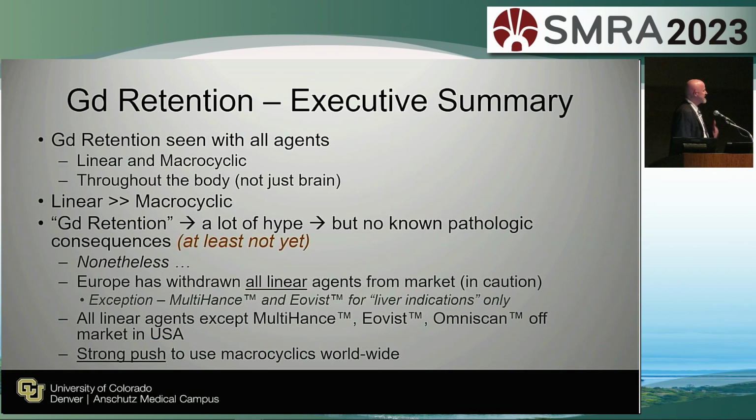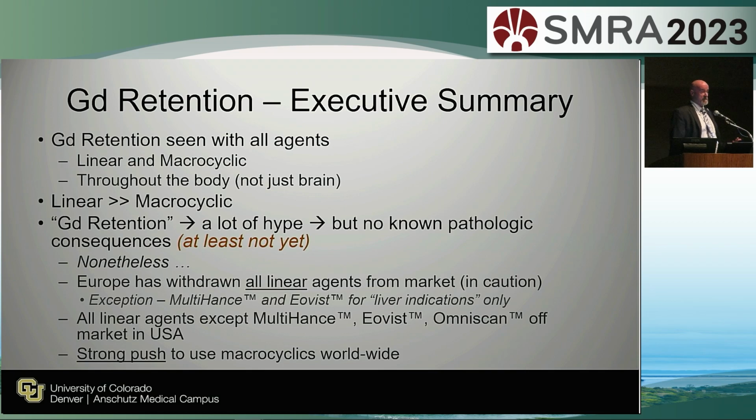So to give you an executive summary of gadolinium retention from the Mackey viewpoint here, we know we see this with all agents, right? It's not like we don't see it with macrocyclics, we do, but it's just a lot more with linear agents. And the other thing to keep in mind is gadolinium retention is an observation. It's not really a disease. There's no known pathologic consequence, at least yet, that we know about.